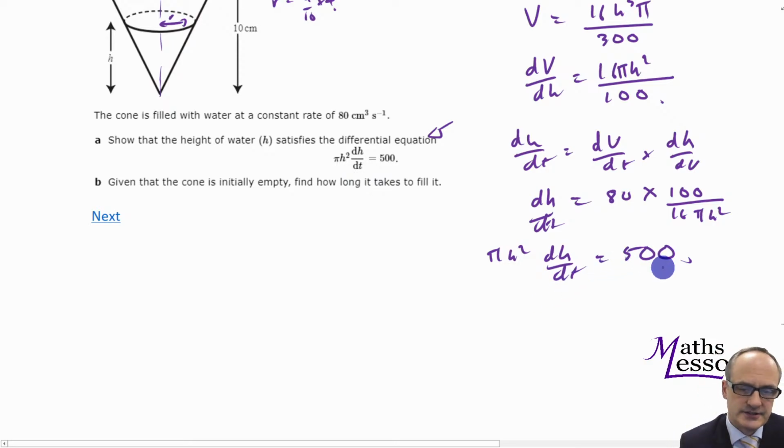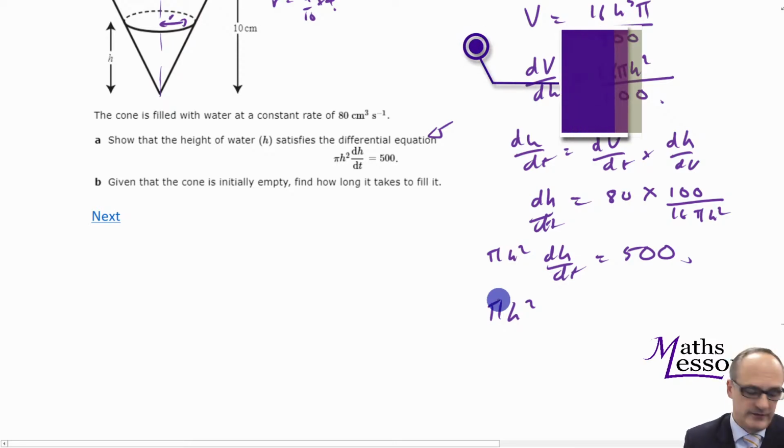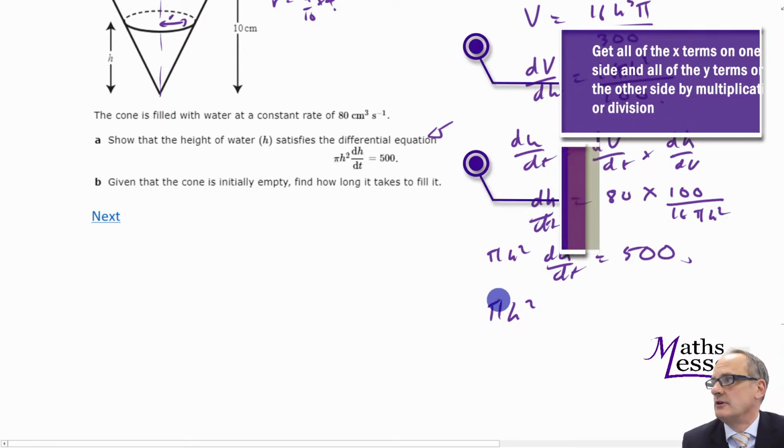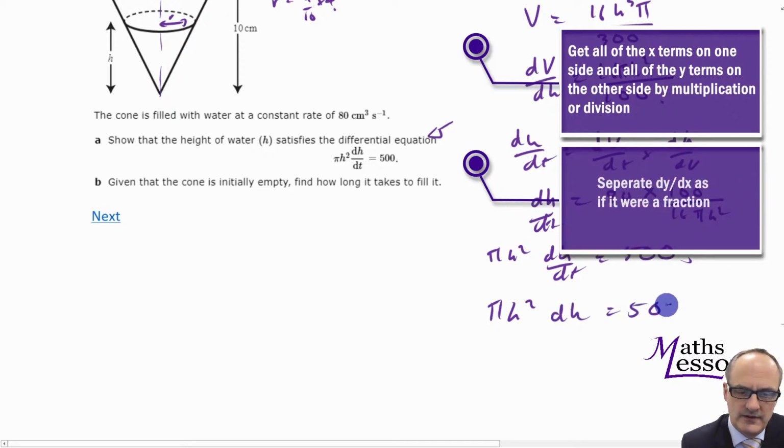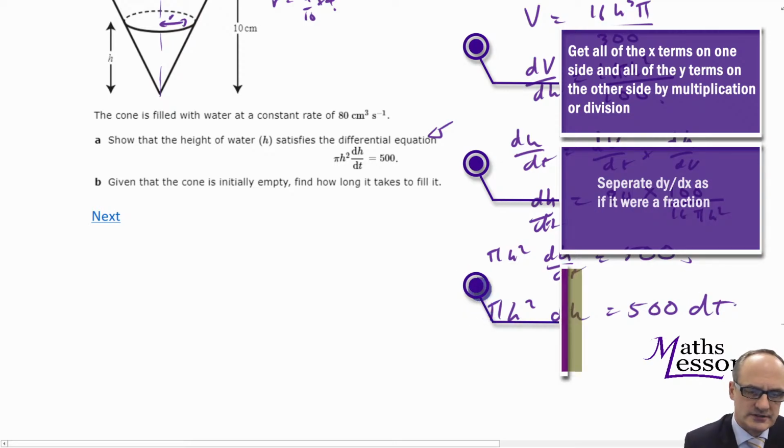So let's do that. Normally we want all the h's on this side and all the t's on the other side, so that's nice. It's actually going to be quite easy to do. Remember, we're going to separate out the fraction. Part 1's already been done for you, so we're on to part 2. We just separate out the fraction, so we can get dh equals 500 dt. And then all we've got to do is integrate it.